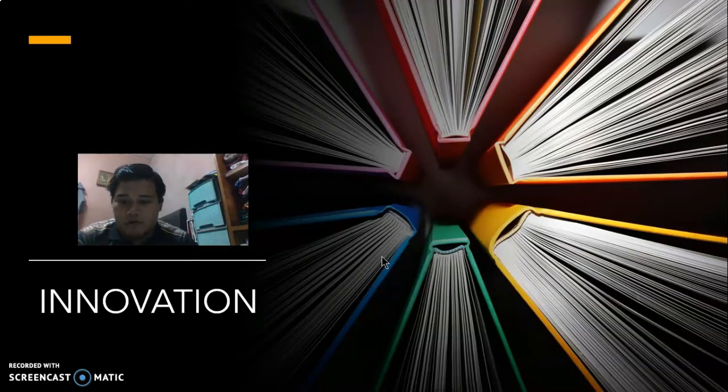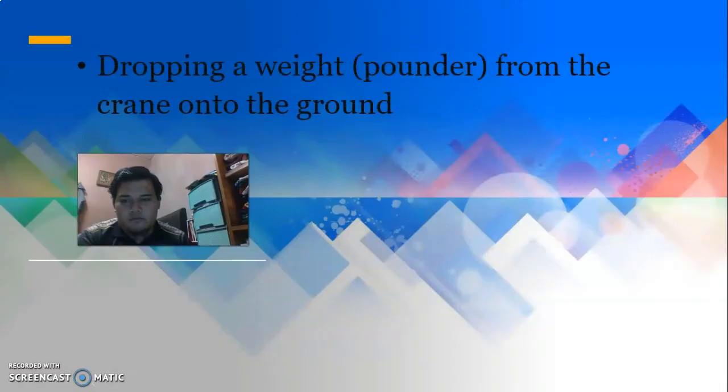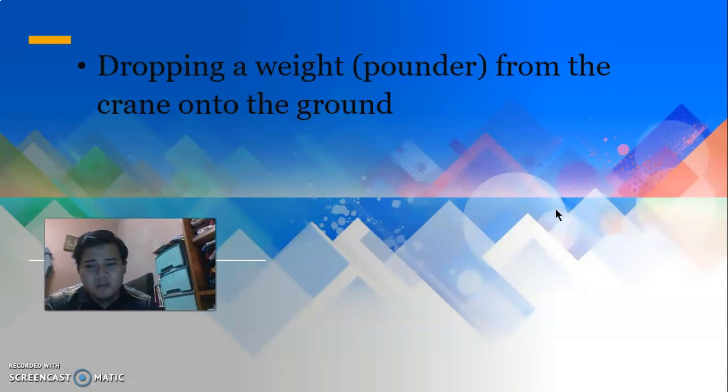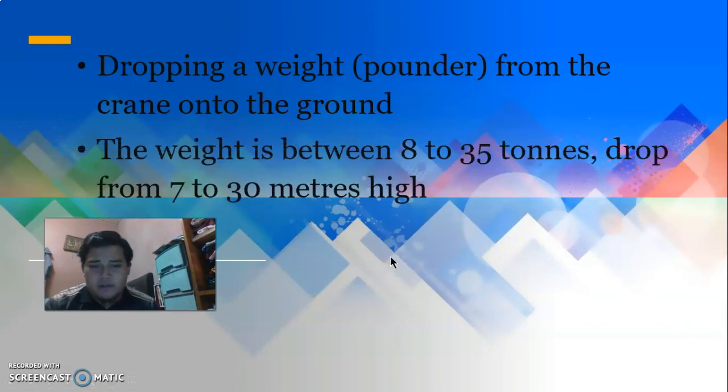Greetings everyone. Now I will talk about the innovation in dynamic compaction. In brief, dynamic compaction is a process where a weight is dropped from the crane onto the ground. The weight is between 8 to 35 tons, dropped from 7 to 30 meter high.